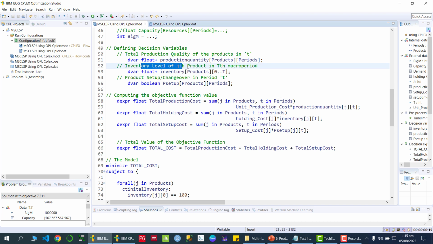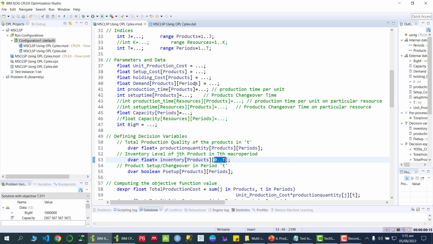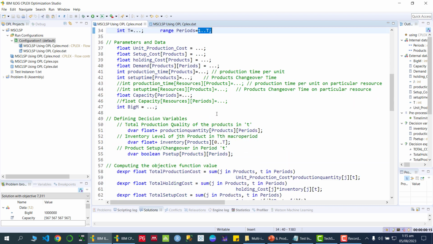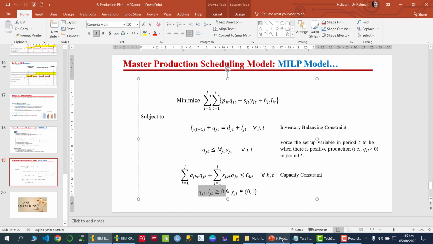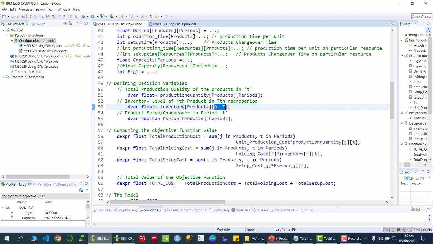Similarly, we are defining the inventory variable. So dvar float plus inventory, products, and either you can write down periods over here. Why am I using 0 to t? Because that is the range. Although we have 1 to t, why am I saying 0 to t? Because I need to deal with this particular variable. So that's why I'm defining it here.